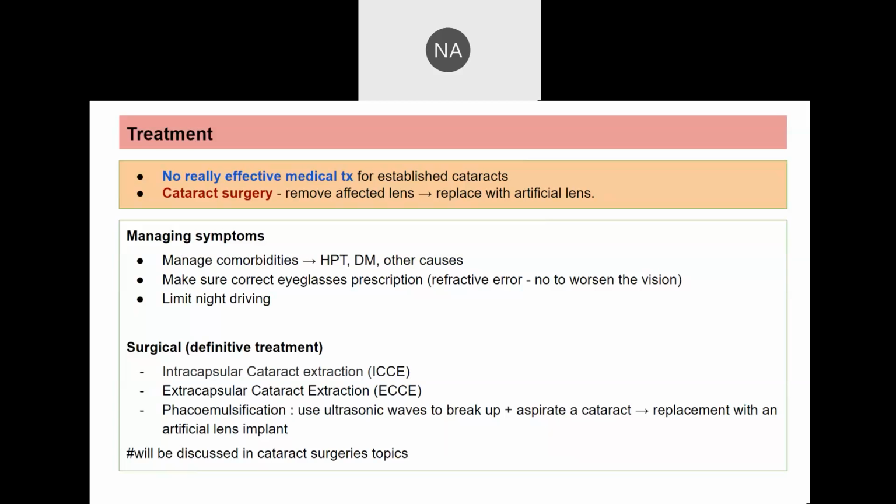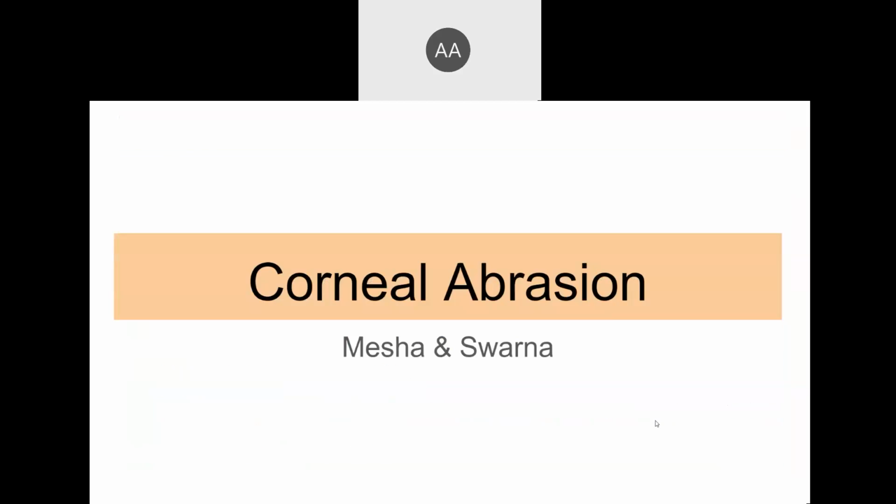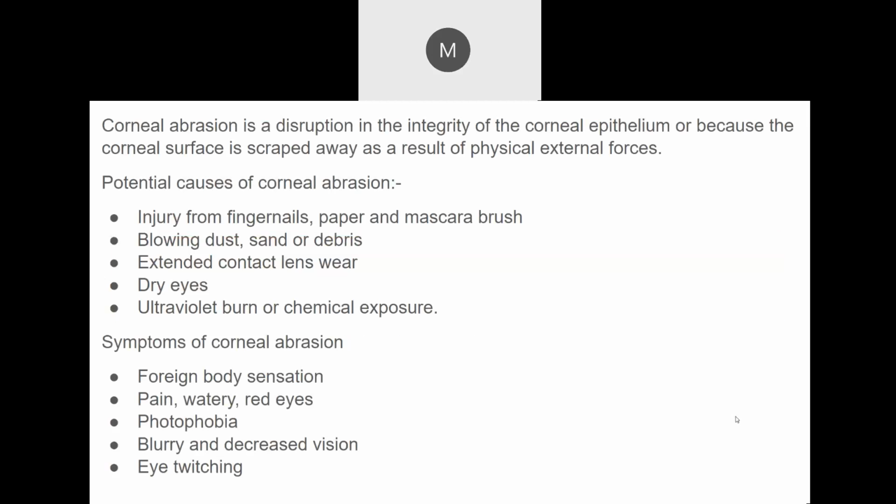I will pass to the next presenter. Thank you. Okay, all right. Thank you very much. Excellent presentation. So the next presentation will be corneal abrasion. Okay, I'll now proceed with corneal abrasion. Next slide, please.